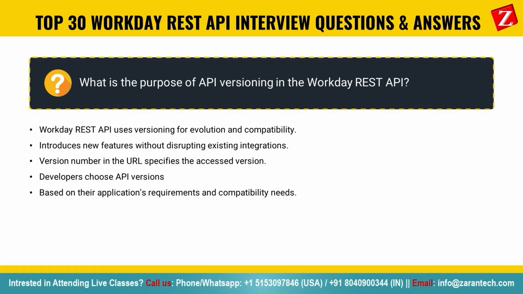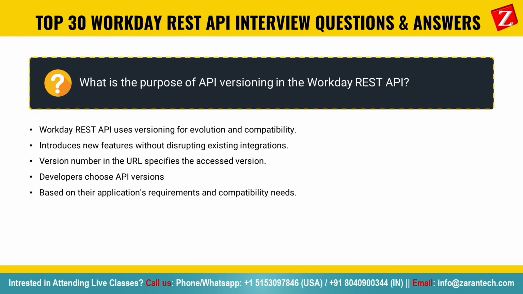So, how does API versioning work? Well, it's pretty straightforward. Each version of the Workday API is assigned a unique number, typically included in the URL, when making API requests. Let's say you're currently using version 2.0 of the Workday API in your application. If Workday releases version 3.0 with new features, you have the flexibility to continue using version 2.0 until you're ready to upgrade. Developers have the autonomy to choose which API version best suits their application's requirements and compatibility needs.